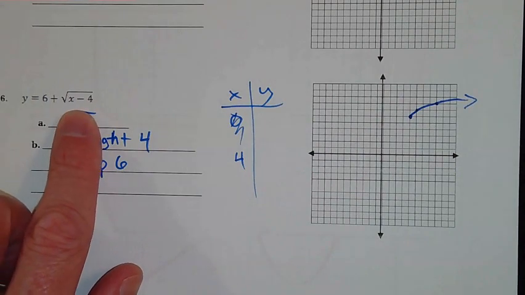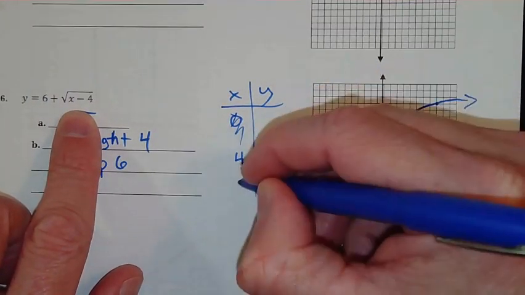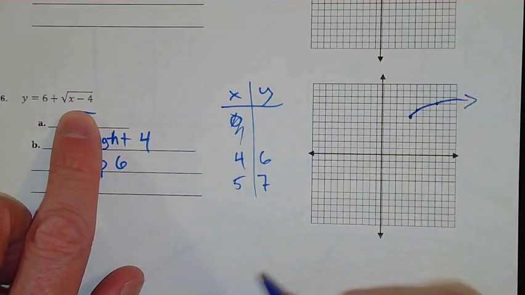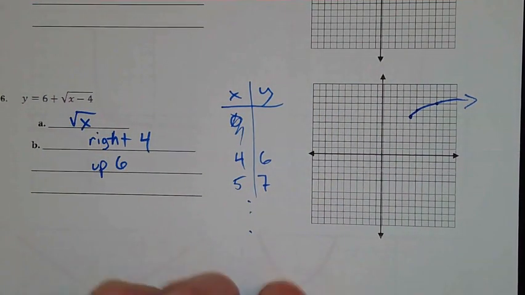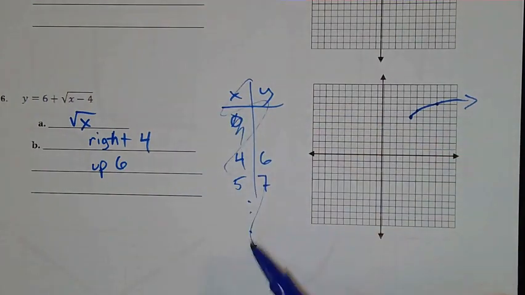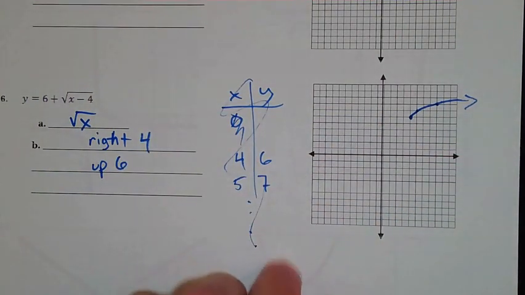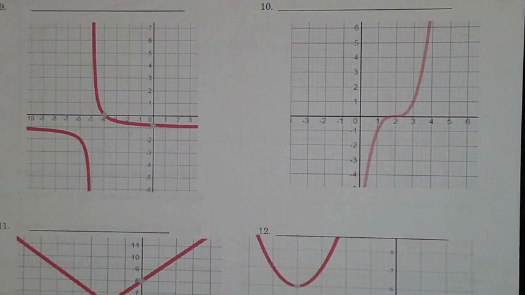And when I plug in 4, I end up with the value of 6. When I plug in 5, I'll get a value of 7. And you can do this. You can play connect the dots, but again, that's kind of going against the point. So I'd rather not do this. I'd rather you think of it in terms of transformations.